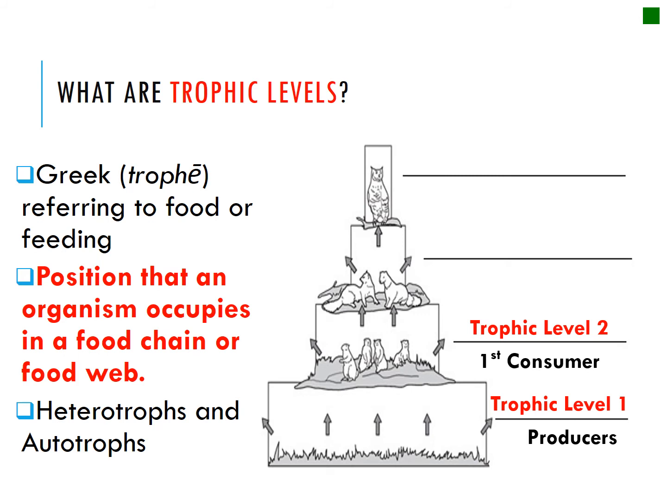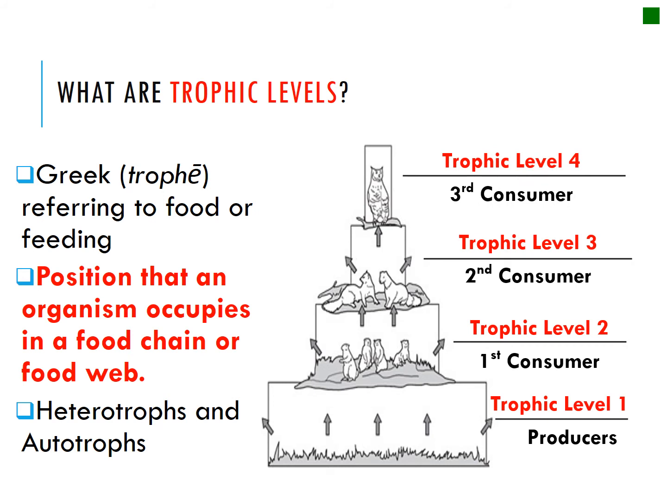So my next trophic level is trophic level 3, which is going to be my secondary consumers. Remember, these are my carnivores who are eating herbivores. And then my very last trophic level is trophic level 4. We'll talk about tertiary consumers. These are my carnivores who eat other carnivores. These are usually apex predators.